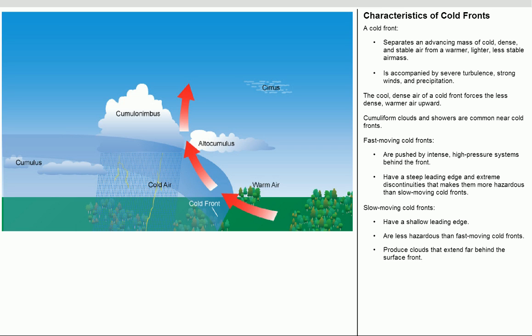Slow-moving cold fronts have less extreme characteristics. Slow-moving cold fronts have a shallow leading edge, so the weather conditions associated with these fronts are usually less hazardous than fast-moving cold fronts. This shallow leading edge produces clouds that extend far behind the surface front. Cold fronts approach quickly and can change weather completely within a few hours. The weather clears rapidly after passage, however, and drier air with unlimited visibilities prevail.